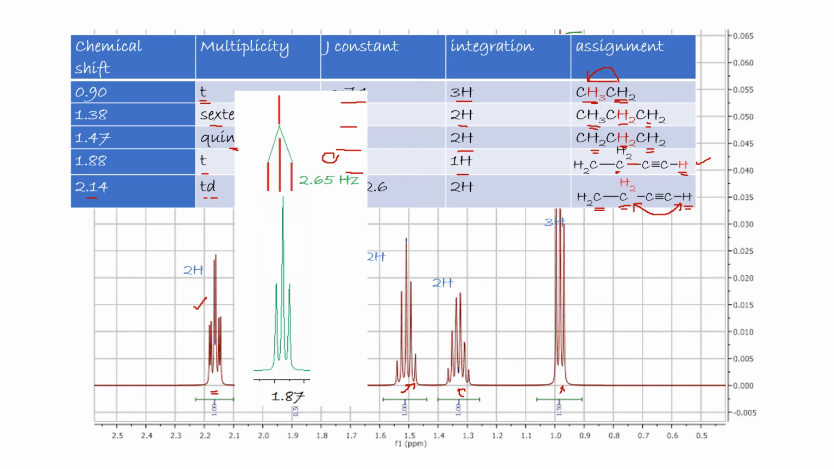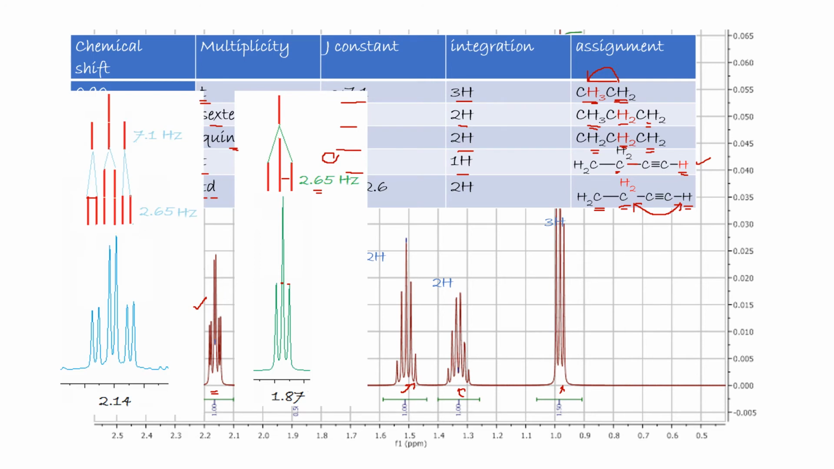To measure the J value between this in hertz, it's 2.65. For the triplet of doublets, again here is the same value, and the J value from CH2 is 7.1.